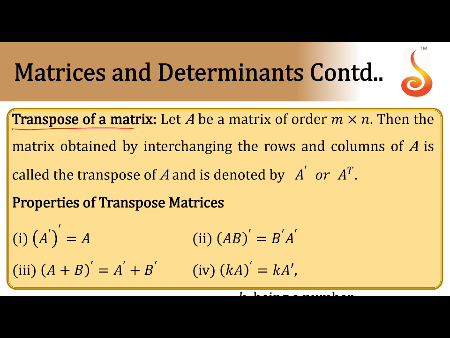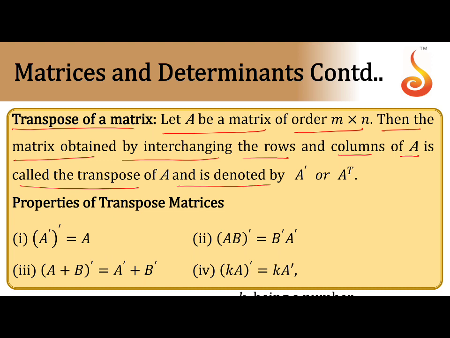So next, transpose of a matrix. Let A be a matrix of order m by n. Then the matrix obtained by interchanging the rows and columns of A is called the transpose of A and denoted by A dash or A T. A T means A transpose. So by changing rows into columns, the resulting matrix we call a transpose of the matrix. Here, for A transpose, change row to column. The first row is 1, 2, it is changed to a column, and the second row as a column. So now A transpose is 1, 2, 3, 4. By interchanging the rows and columns, the resulting matrix is called the transpose of the given matrix.